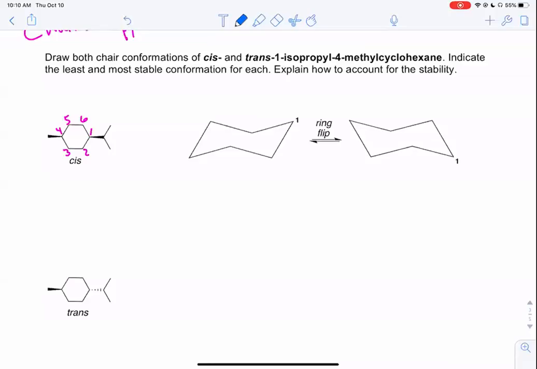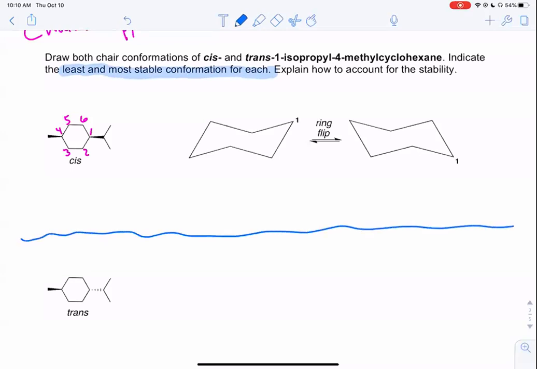I'm starting with the cis compound. The problem here is to draw both chair conformations, and then the ultimate goal is to determine the least and most stable for each. So these are actually separate problems, right? We're not going to be determining whether cis or trans is more stable. I should say that trans tends to be more stable than cis because they're more spread out, but that's not what this question is asking. We're going to draw 2 ring flips for each, chairs and pairs, and decide which one is more stable. So here we see again the cis and trans 1,4 isopropyl methyl, whatever.